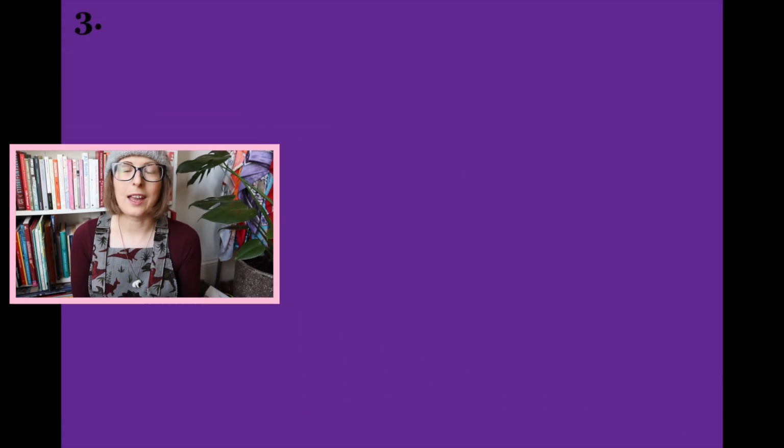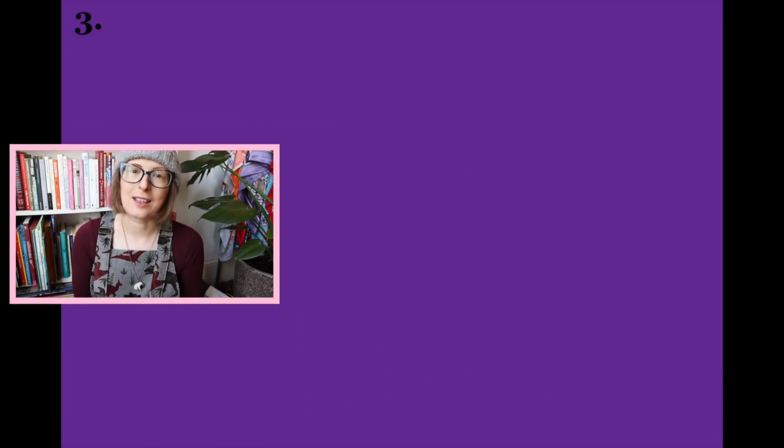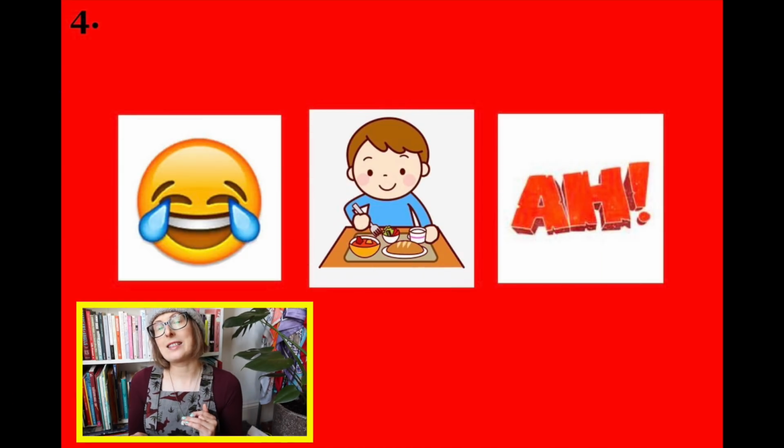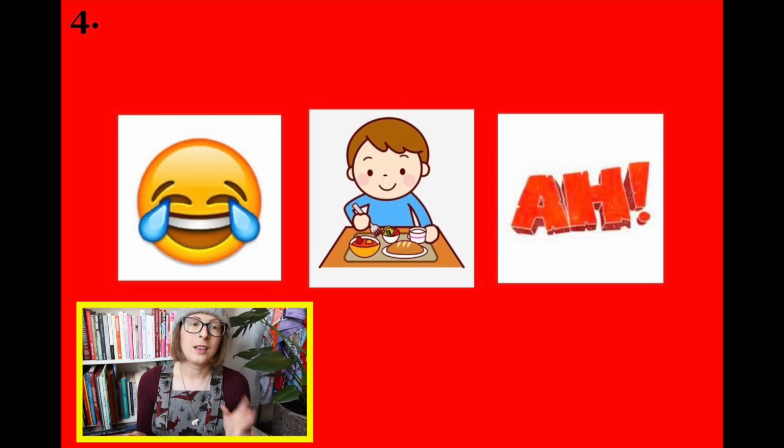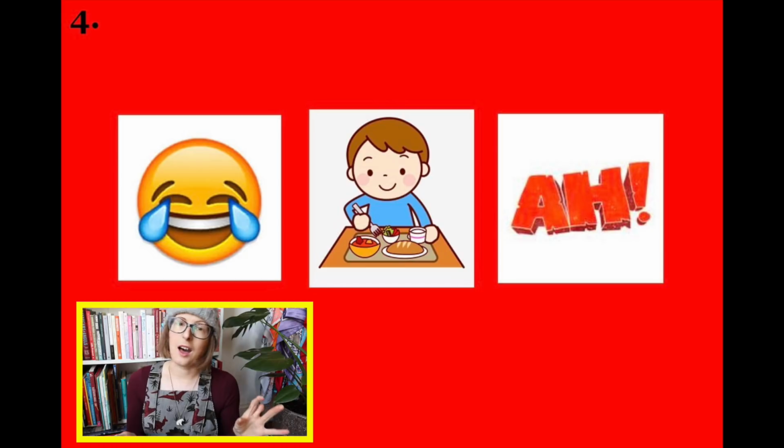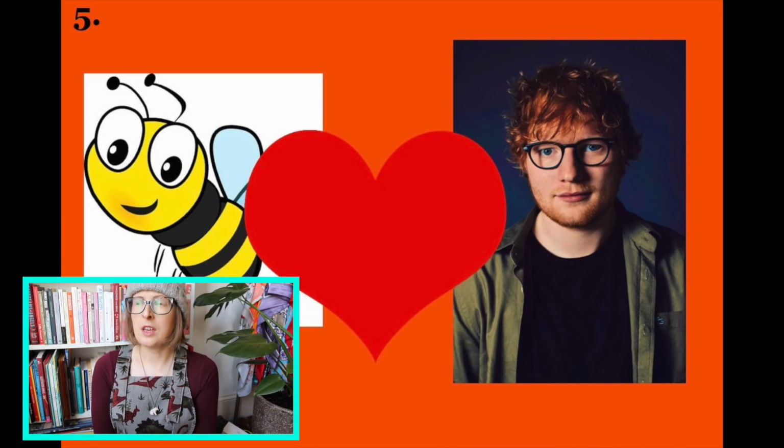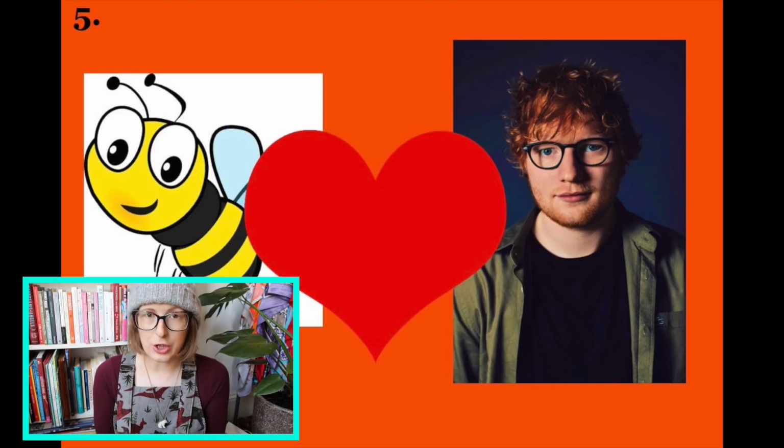Number three amuses me. It is just The Colour Purple by Alice Walker. I don't know why that one amuses me so much. Number four is an emoji of someone who is laughing, then someone who is eating, and then some words that say, ah. And this is lol, eat, ah. Lolita by Nabokov.